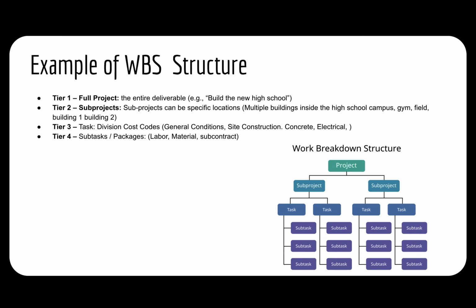Level 1 of this work breakdown structure is your project, the entire deliverable. For example, building a new high school. Tier 2 are those subprojects. Subprojects can be broken down into specific locations, multiple buildings inside the high school, the gym, the football field, classroom building number 1, classroom building number 2. Tier 3 can be the division cost codes: general conditions, site construction, concrete, electrical.